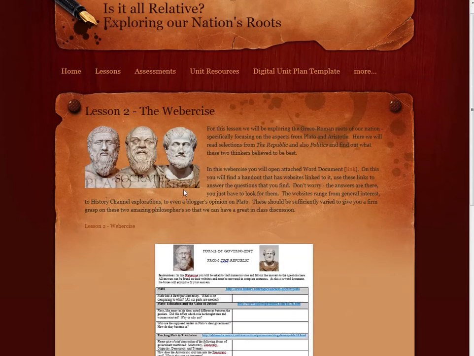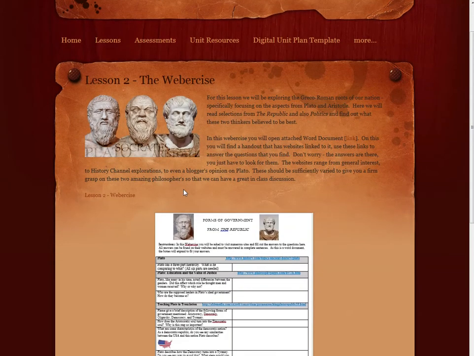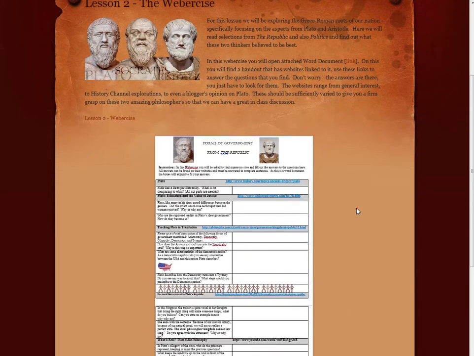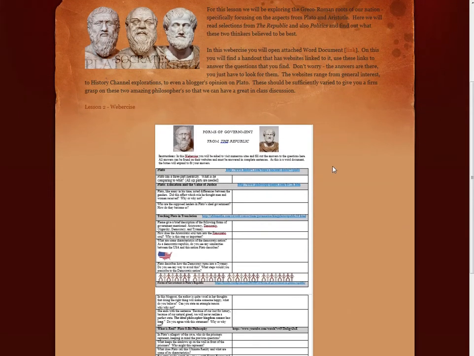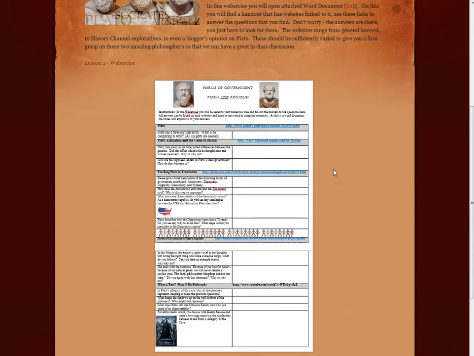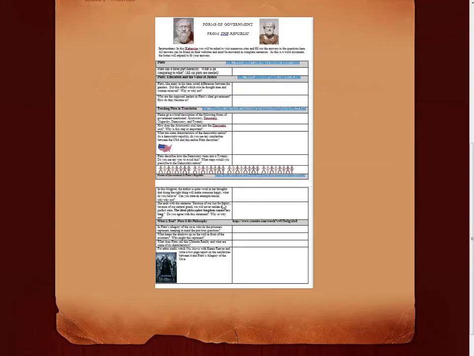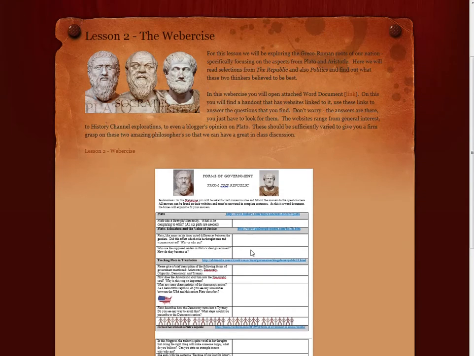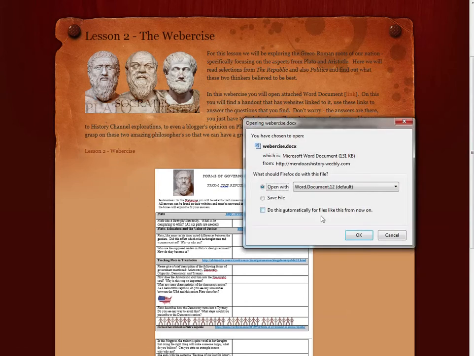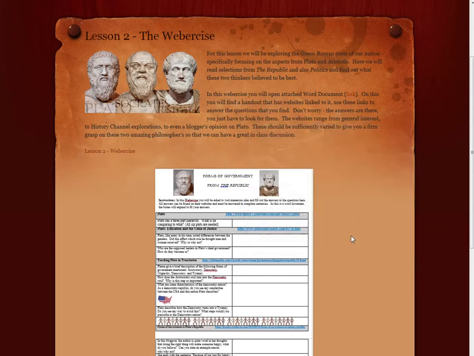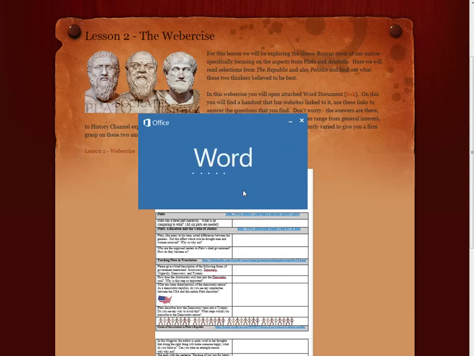The second lesson is the WebQuest, which is focusing on the second substandard, 10.1.2, and it's forms of government from the Republic. It's talking about Plato and Socrates. So I have the image here just so they could keep focus on it and understand what it is. I just have that image there, but the actual link is here. So they'll be able to click it and download it. They'll be able to do that really quick.